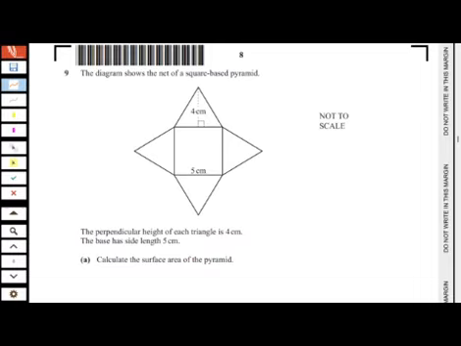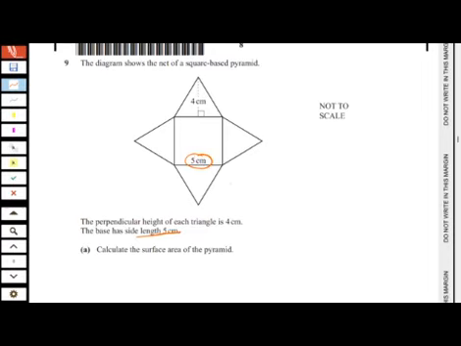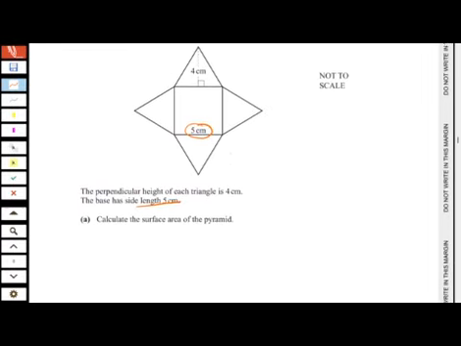1 2 3 4, we have 4 triangles, and each triangle has a perpendicular height of 4 centimeter, and the base has the length 5 centimeter. This is the square, and the base length is 5 centimeter, 5 centimeter, 5 centimeter, and then 5 centimeter. Firstly, we have to calculate the surface area of a pyramid.